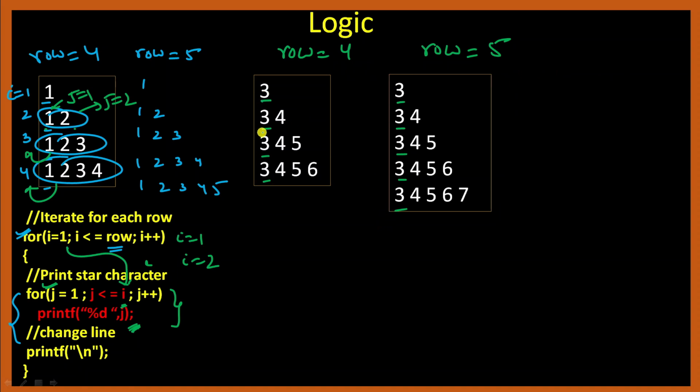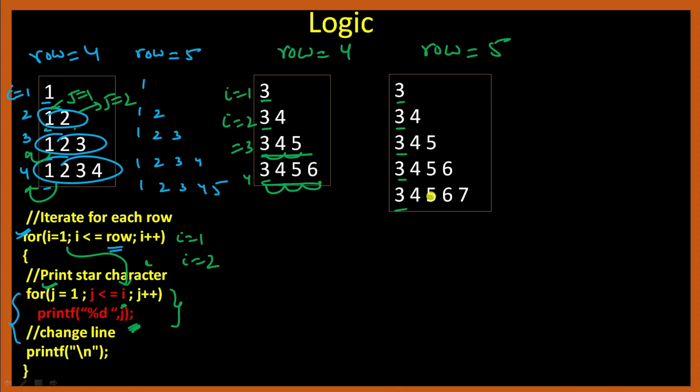Then the number of digits in each row is equal to the current row number. If the current row number is 3, then 3 digits are printed. If the current row number is 4, then 4 digits are printed, and they are in increasing order. If we are in the third row, then starting from 3, then 4, 5. If we are in row number 4, then 3, 4, 5, 6.